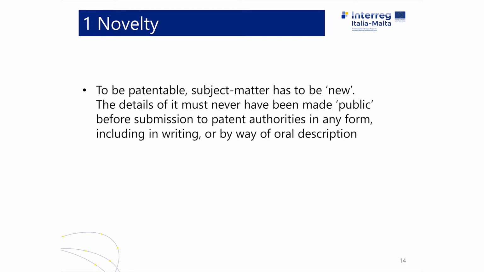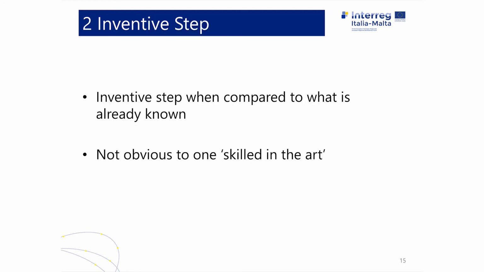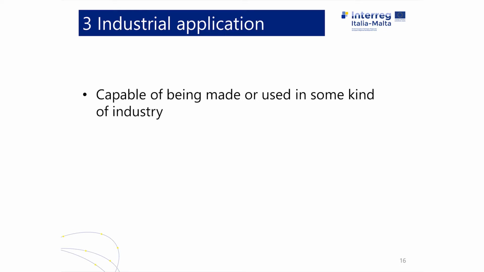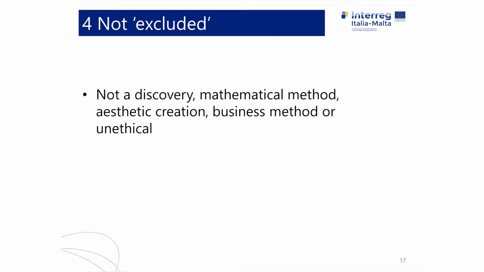Novelty then is defined as, to be patentable, subject matter has to be new. The details of it must never have been made public before submission to patent authorities in any form, including in writing or by way of oral description. An inventive step is something which, when compared to what is already known, would not be obvious to one skilled in the art, as it's referred to. There has to be an industrial application, which is defined as being capable of being made or used in some kind of industry. And finally, number 4 is not excluded.